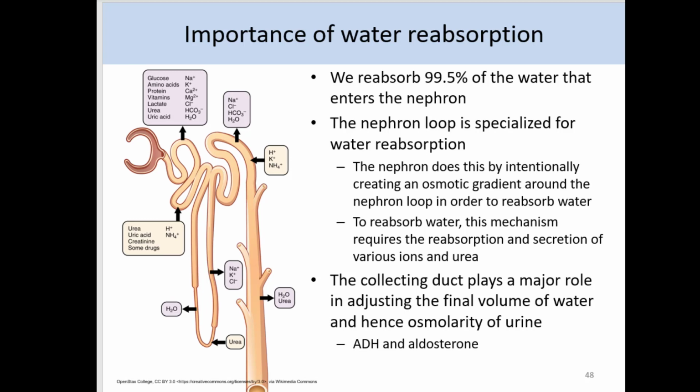Antidiuretic hormone and aldosterone are two hormones that can affect our water reabsorption process. And they can affect this collecting duct and the distal convoluted tubule. So they're there at the end to kind of do some final readjustments. Both antidiuretic hormone and aldosterone will cause us to reabsorb water, which will reduce the urine volume.